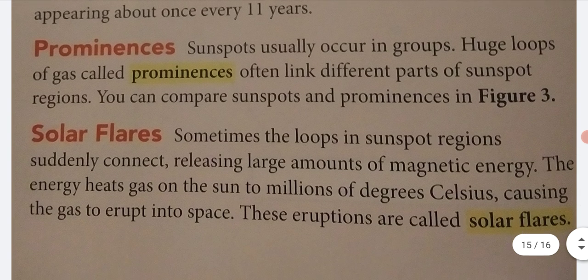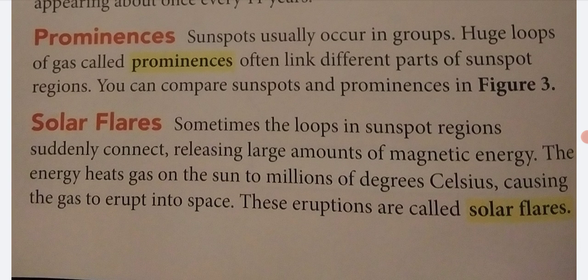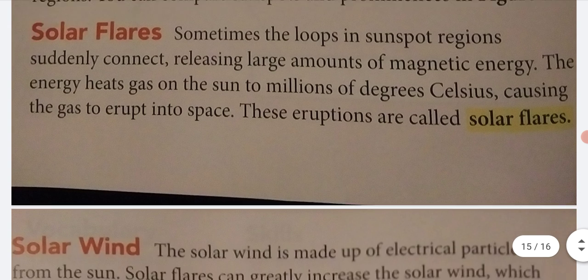Prominences. Sunspots usually occur in groups. Huge loops of gas, called prominences, often link different parts of sunspot regions. You can compare sunspots and prominences in Figure 3. Solar flares. Sometimes the loop and sunspot regions suddenly connect, releasing large amounts of magnetic energy. The energy heats gas in the Sun to millions of degrees Celsius, causing the gas to erupt into space. These eruptions are called solar flares.